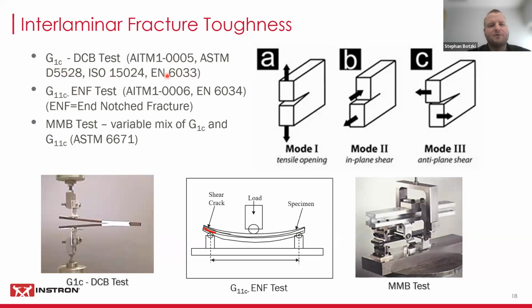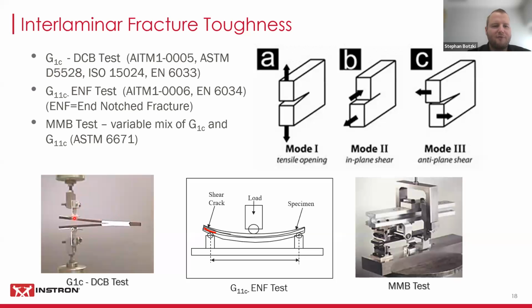There's different other versions. We got Airbus, ISO, and EN also with different examples. And then you have something like end-notched fracture here, the G2C. Different examples down here. I mean, the G1C is probably the most popular from what I've seen. Just real quick here on this one.